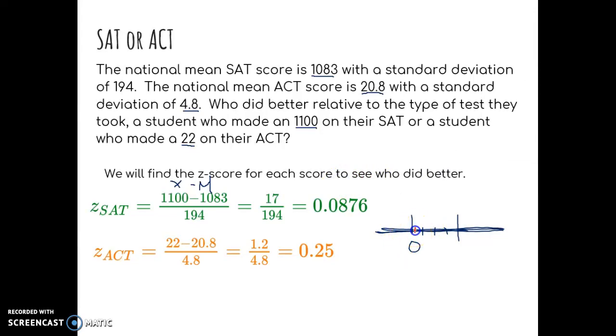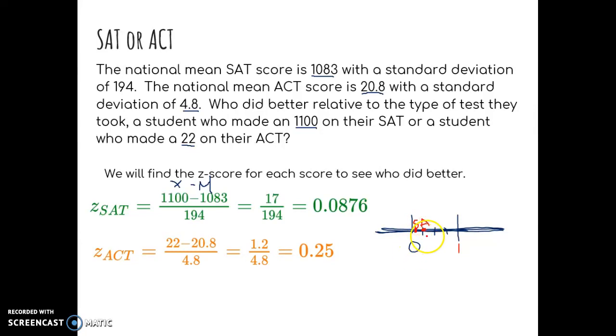0.08 is really close right there. So this right here is the SAT score. And then 0.25, which is about right, because I'm saying that this is a 1. So this is 0.25, this is 0.50, this is 0.75. So right here is the ACT score.